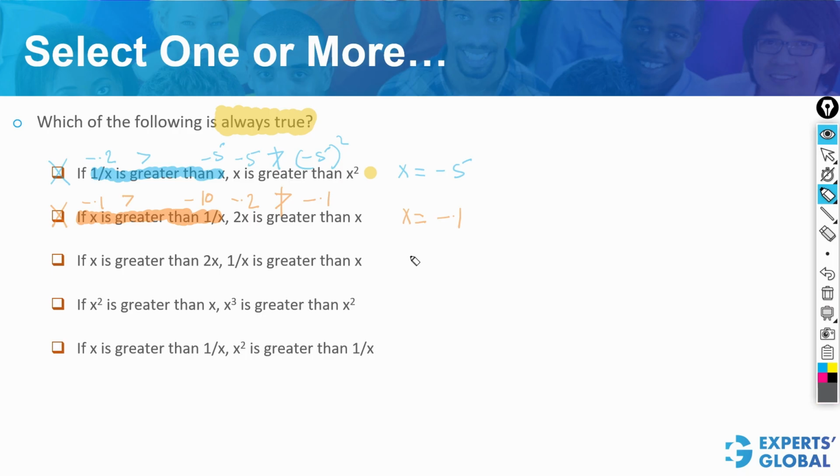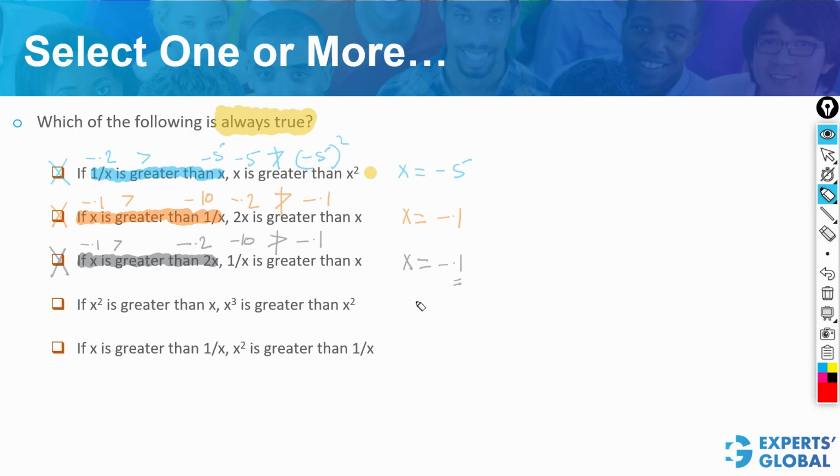The third statement will not hold for similar values that we chose for the second answer choice. For a value of x such as -0.1, you will have -0.1 is greater than -0.2. So the first condition is met. However, the second condition suggests 1 by x becomes -10, which is not greater than x, which is -0.1. Therefore, even the third answer choice should be eliminated.